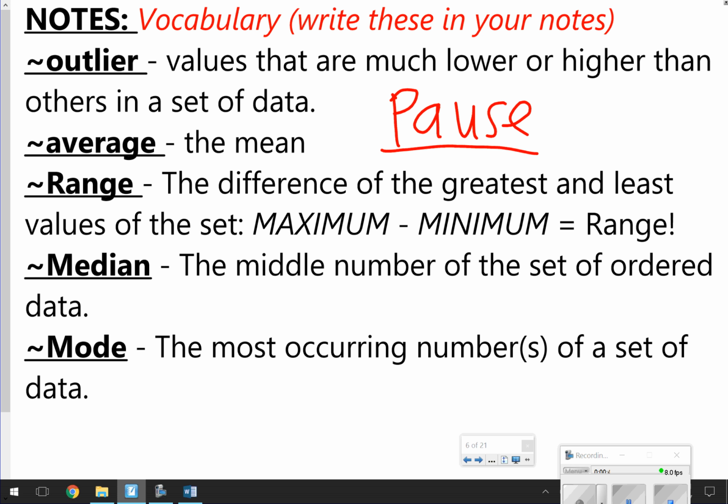Now that you've gotten a chance to write down all of the vocabulary terms, we're going to try 3 examples. We're going to look at 2 examples of how to find mean, median, mode, and range. And then the third example, we'll talk about how to find outliers and what that means for a set of data.